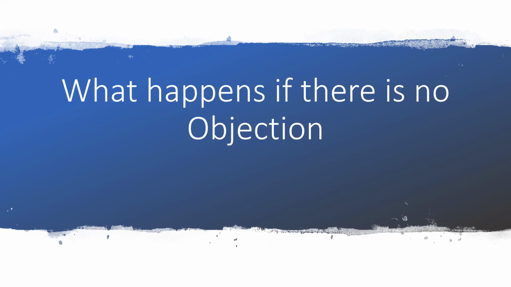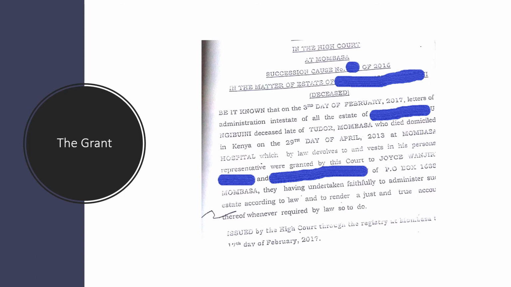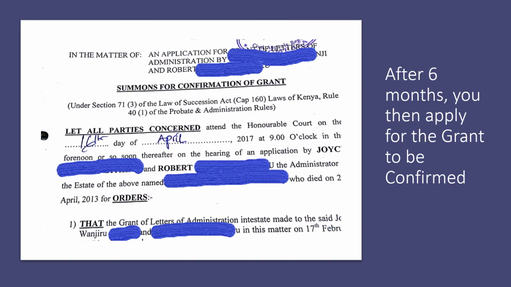But if there's no objection, then that makes it easier, because this is the grant that you will get right here. You see, if you read it, it says, be it known that on the 3rd day of this 2017, letters of administration intestate of the estate of this person who died here were granted by this court to Joyce. So she gets it. But she also has to wait 6 months. And 6 months later, she then goes back to court for them to confirm that grant.